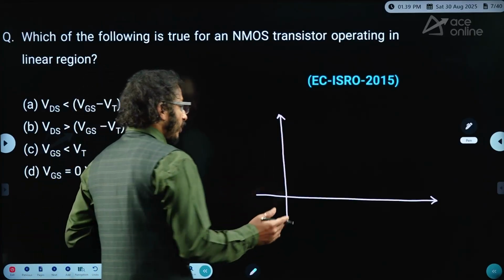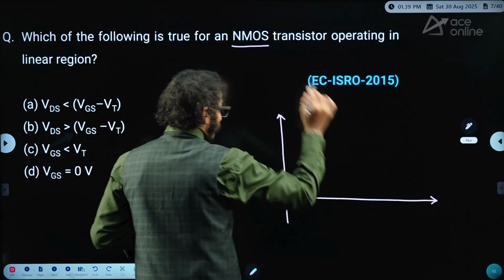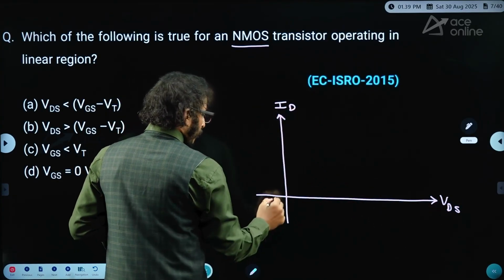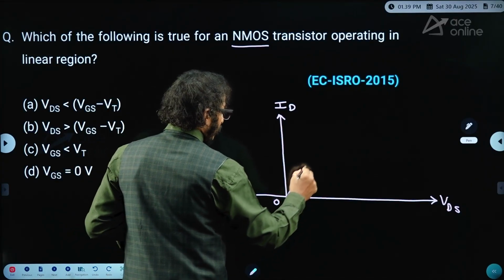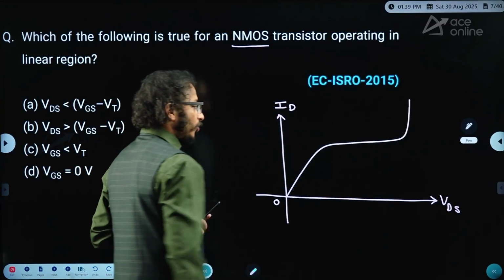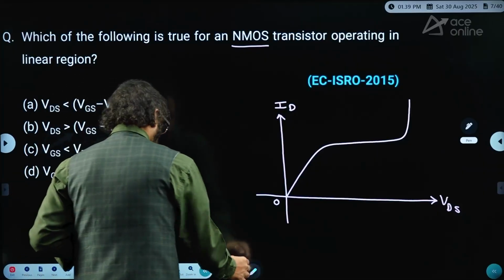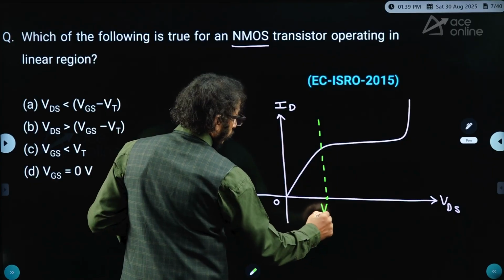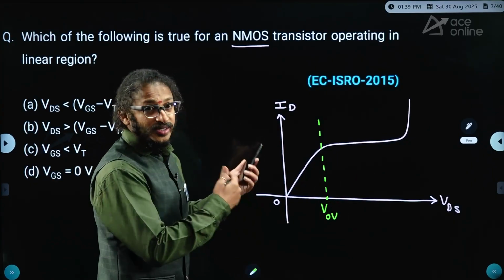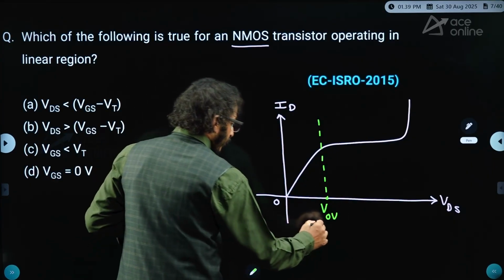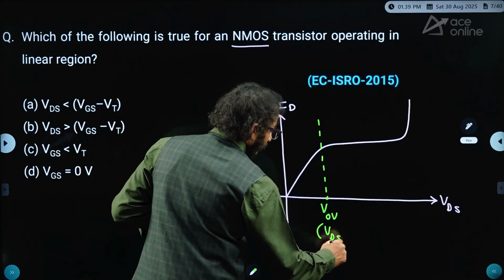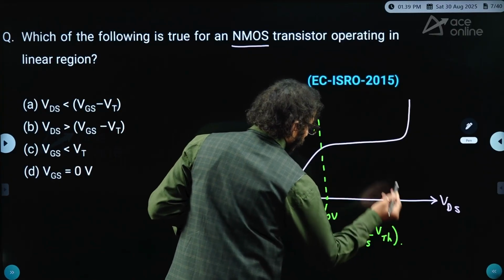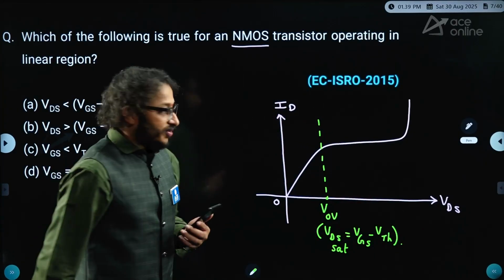As the examiner specified it is NMOS, I need the output characteristics, which is VDS versus ID. True or not? I hope this is the characteristics we are going to get. In the similar way, this is the point which is called the overdriven voltage, and this is also called VDS SAT, which is nothing but VGS minus the threshold voltage VTH of NMOS.